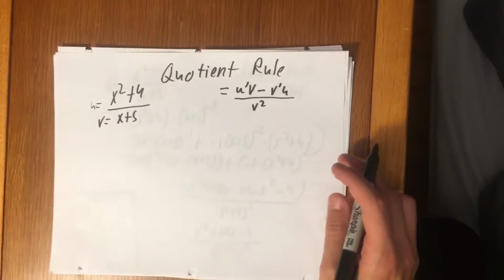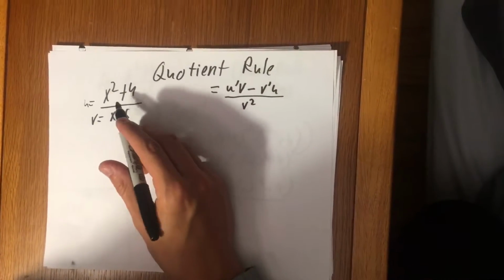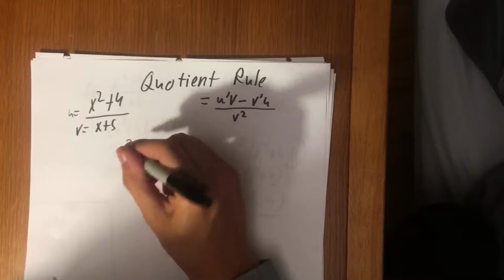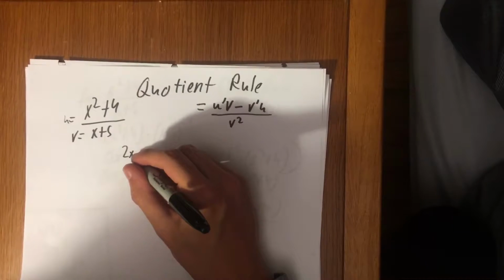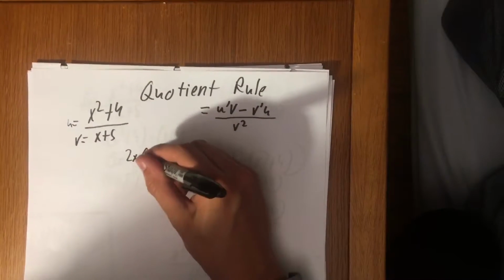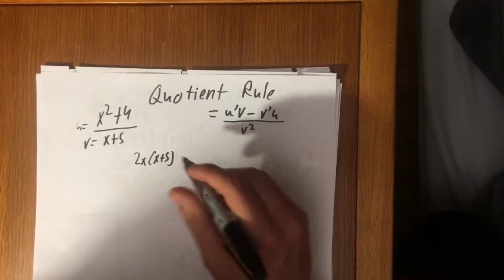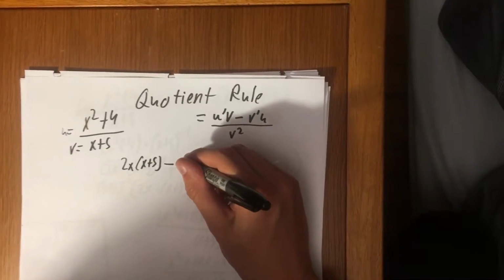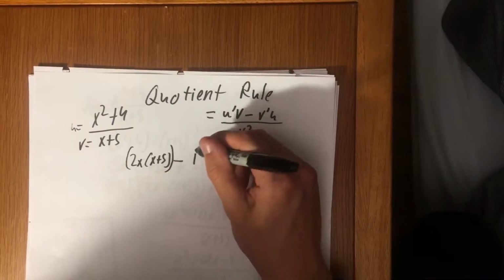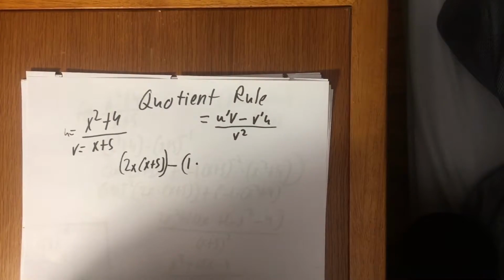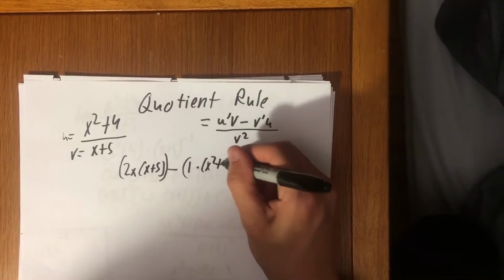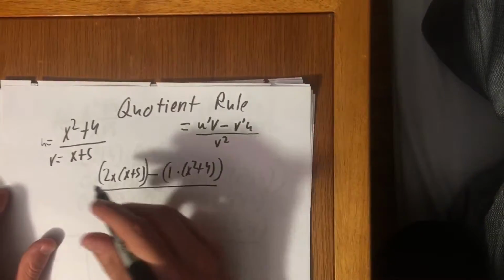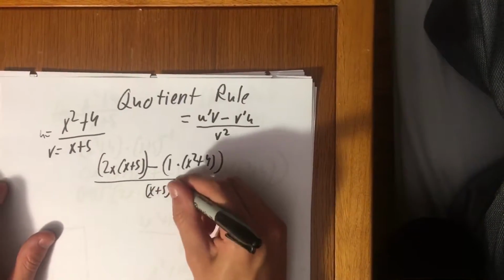So what we're going to do is take the derivative of u, which would be 2x, and the constant will go away. Then multiply that by our original v, which would be x plus 5. Then we are going to subtract v prime, which would then just be 1. I'll put parentheses here: 1 times our original u, which would be x squared plus 4. And then also put all of that over v squared, which would be (x plus 5) squared.